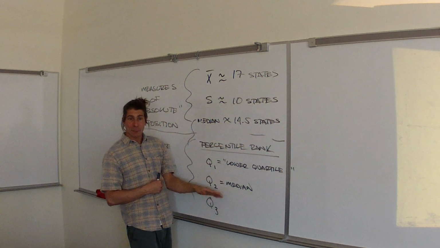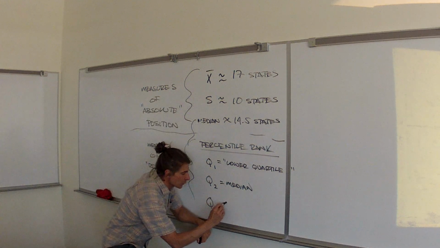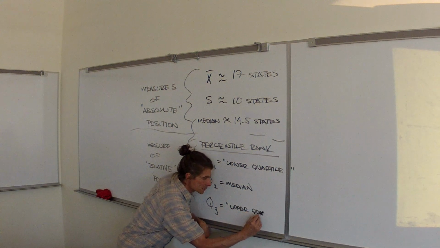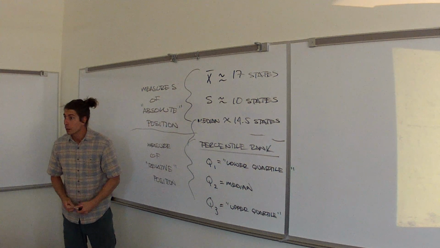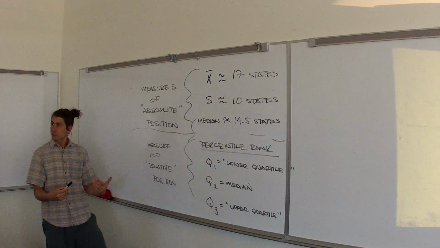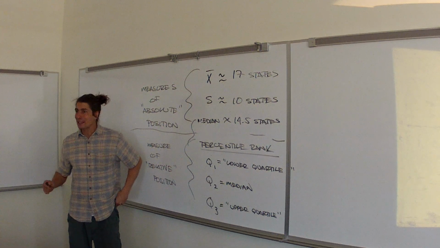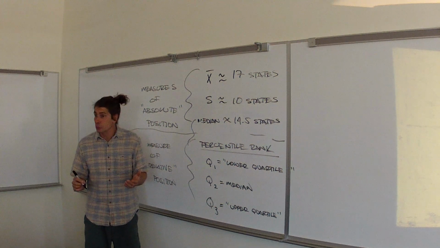The median separates the lower 50 from the upper 50, and this guy here is called the upper quartile. He separates the lower 75 from the upper 25. Exactly. So as percentiles, these are all percentiles as well.